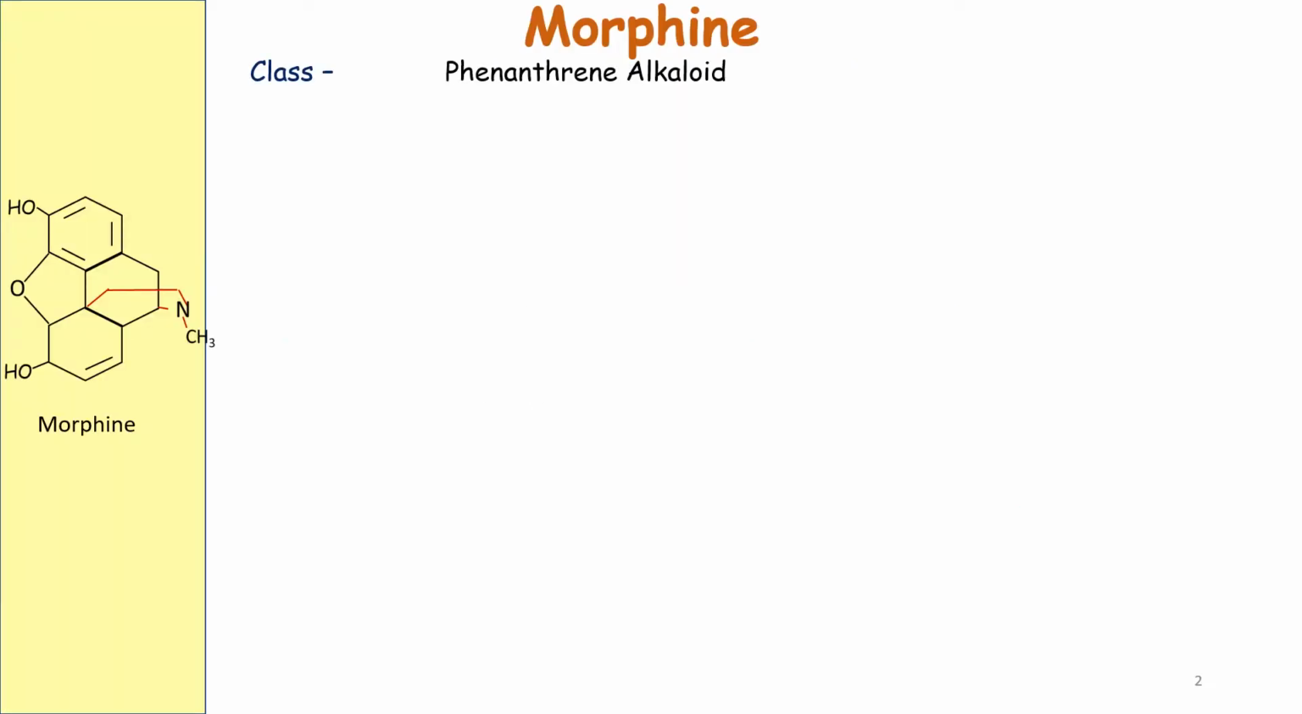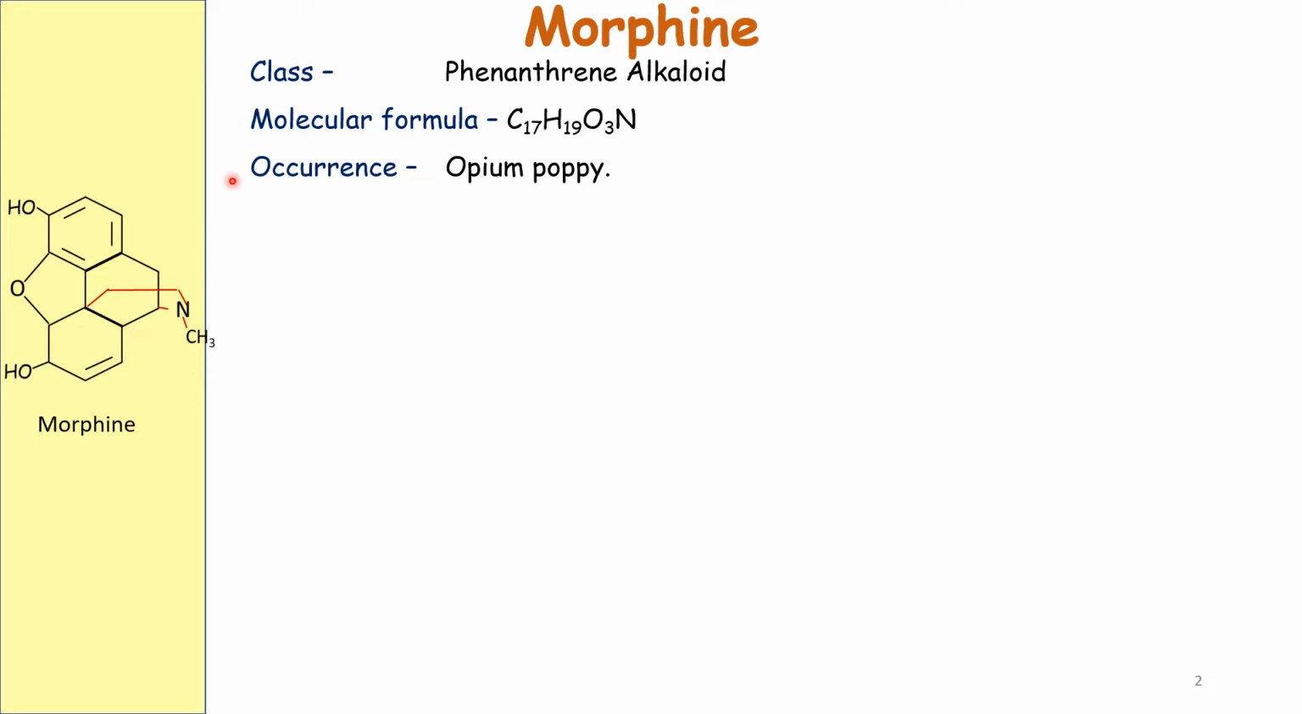The class of morphine: it is a phenanthrene alkaloid. This is the structure of morphine, and in morphine there is a phenanthrene ring-like structure, therefore its class is phenanthrene alkaloid. The molecular formula of morphine is C17H19O3N.